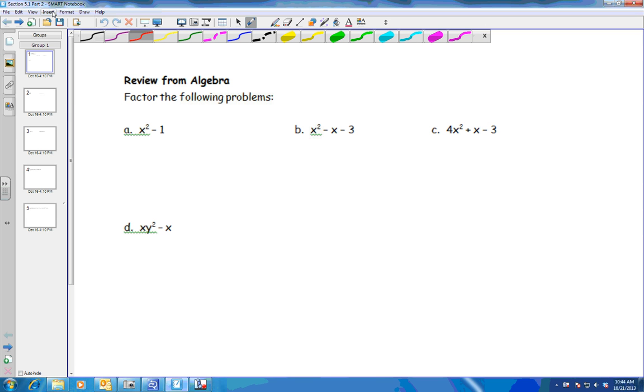Okay, this is section 5.1, part 2. And a lot of the problems you're going to have today will deal with factoring trig functions. And so we're going to quickly review some factoring from Algebra 2.